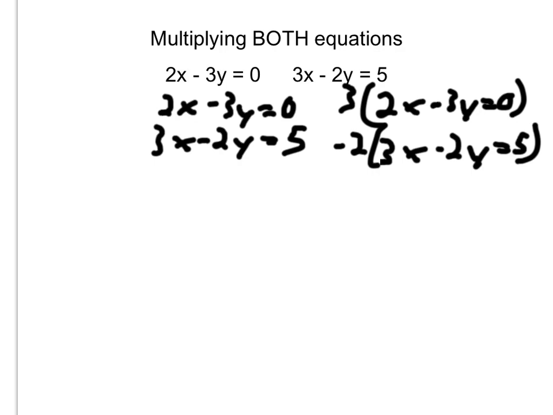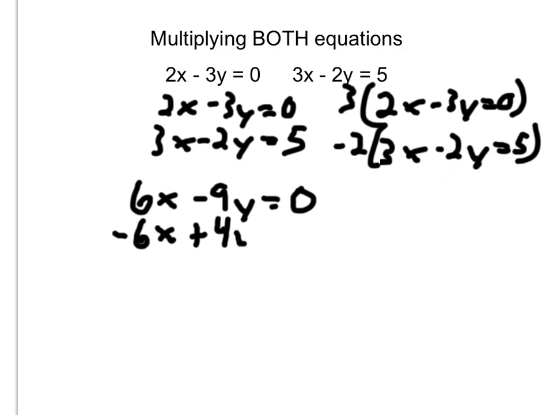Okay? Well, top equation, if I multiply it by 3, I'm going to rewrite it. I'm going to get 6x's. 3 times negative 3y's is minus 9y. And 0 times 3 is 0. Then my bottom equation, negative 2 times 3x is negative 6x. A negative 2 times a negative 2 is a positive 4y. And negative 2 times 5 is negative 10.